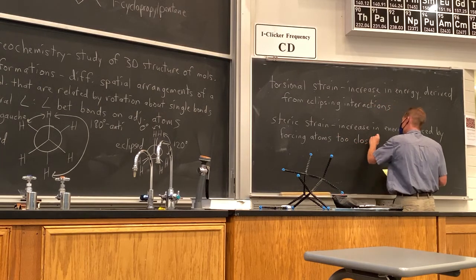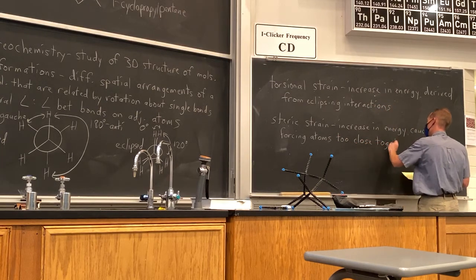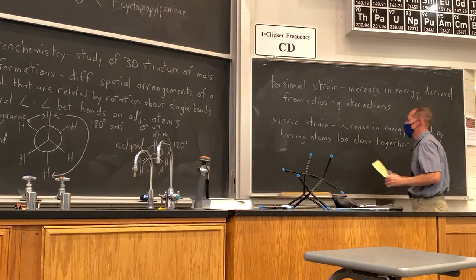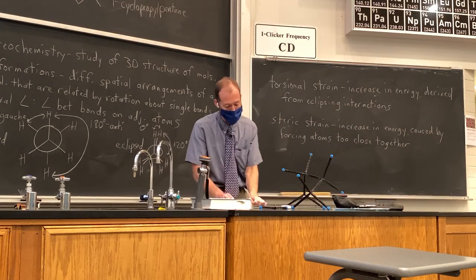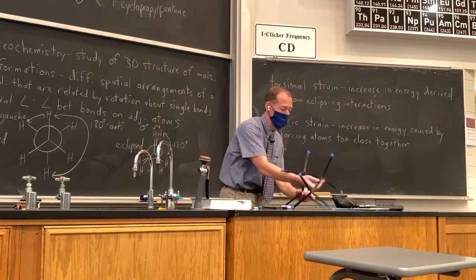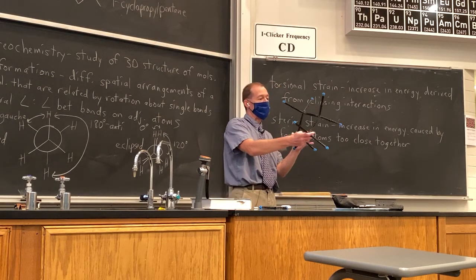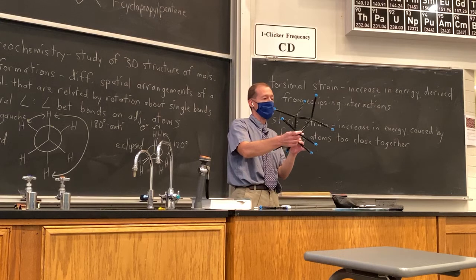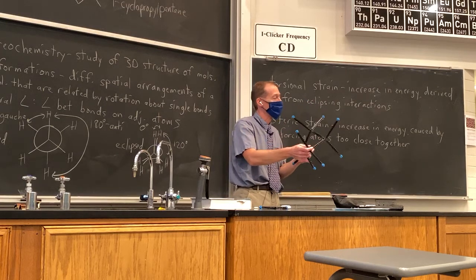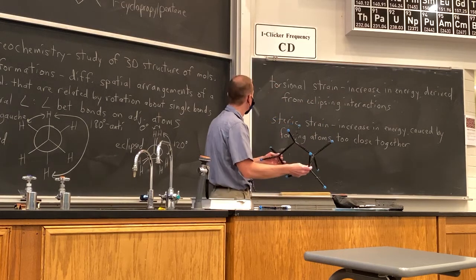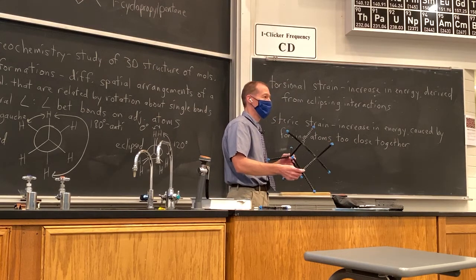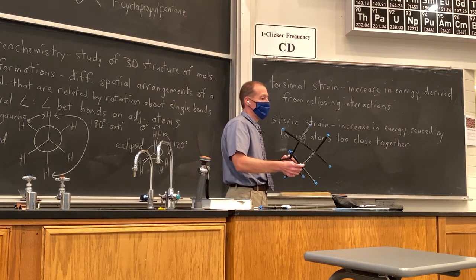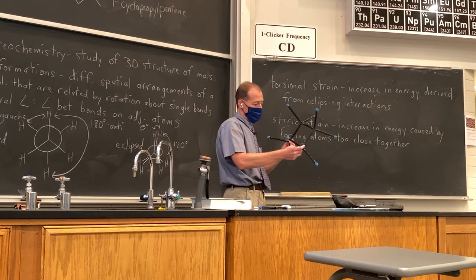So if you look at the gauche conformation, it's staggered, so the electrons are spread out, so we don't have torsional strain. But we have atoms that are forced too close together, so now we have steric strain. Question? I don't understand the difference between steric and torsional strain. Isn't it, like you said, the atoms are closer together, but isn't it always the electrons that are going to be surrounding the atom causing the actual interaction?